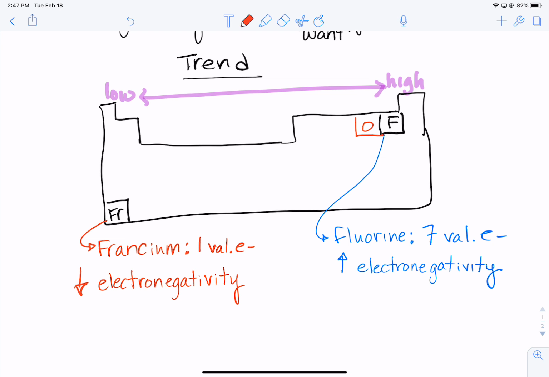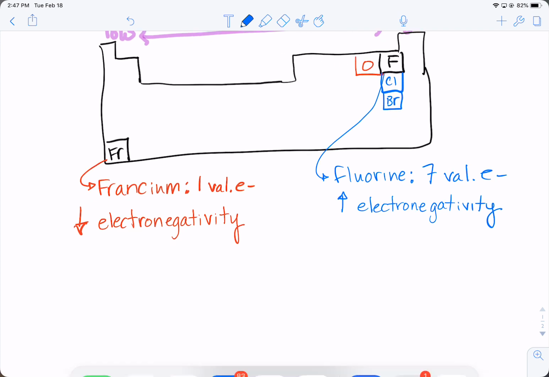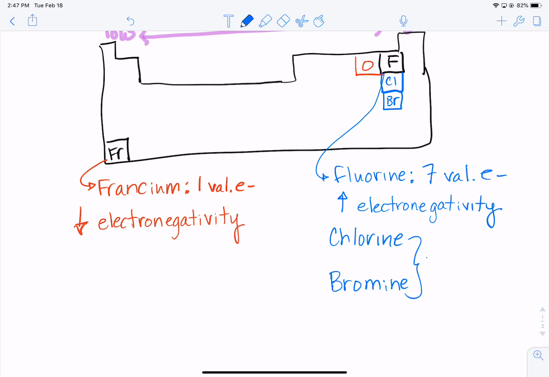What about going up and down within a family? So I've talked to you about left and right, but what about up and down? So what about chlorine or bromine? So how many valence electrons does chlorine and bromine have? Seven. Right? They both, or also, have seven valence electrons. So all of them want electrons. But who wants them more? Chlorine, bromine. So who wants them as you go down a family? They all want one. Do they all have the same electronegativity? Or does one want one more than the other?